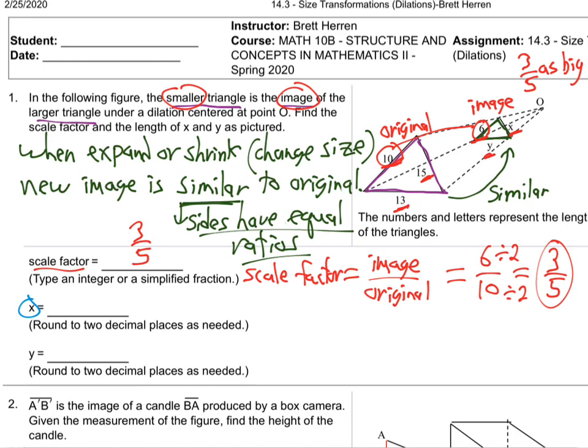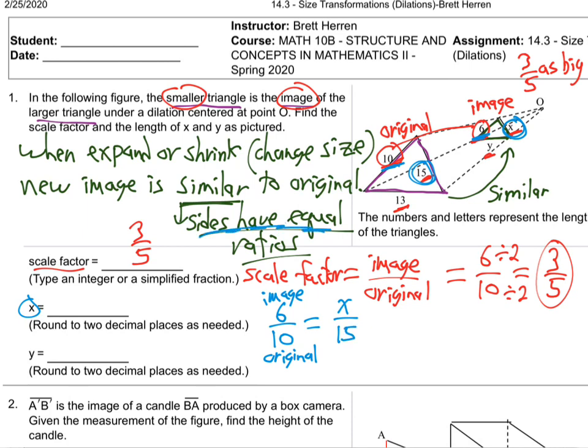How are we going to do that? Well, we just do the same kind of thing. We say image over original, 6 over 10, or you could do 3 over 5, doesn't matter. So we're putting the image on the top and the original on the bottom. That's going to equal the x of the image over what side? The 15, right? Because the x is the right side and the 15 is the right side. Those sides have to be in an equal ratio. That's what we're saying here.